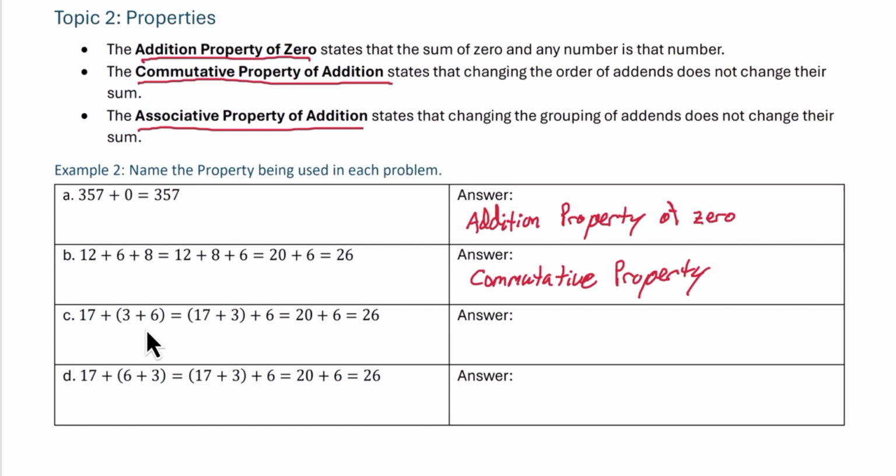What is changing here is the grouping. In the first piece, 3 plus 6 is grouped together. In the second part, 17 plus 3 is grouped together. You can think of this similar to a group of friends. You associate with a group of friends, or you may associate with coworkers. What's changing here is the grouping. So this is the associative property.